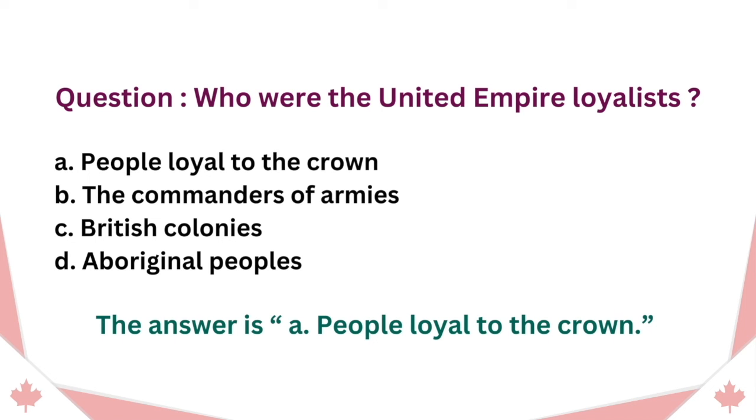Question. Who were the United Empire Loyalists? A. A people loyal to the crown. B. The commanders of armies. C. British colonies. D. Aboriginal peoples. The answer is A. People loyal to the crown.